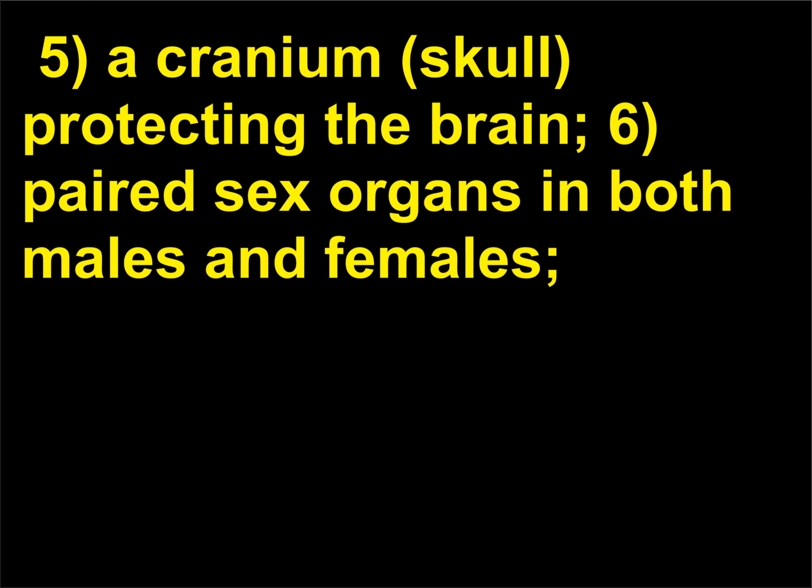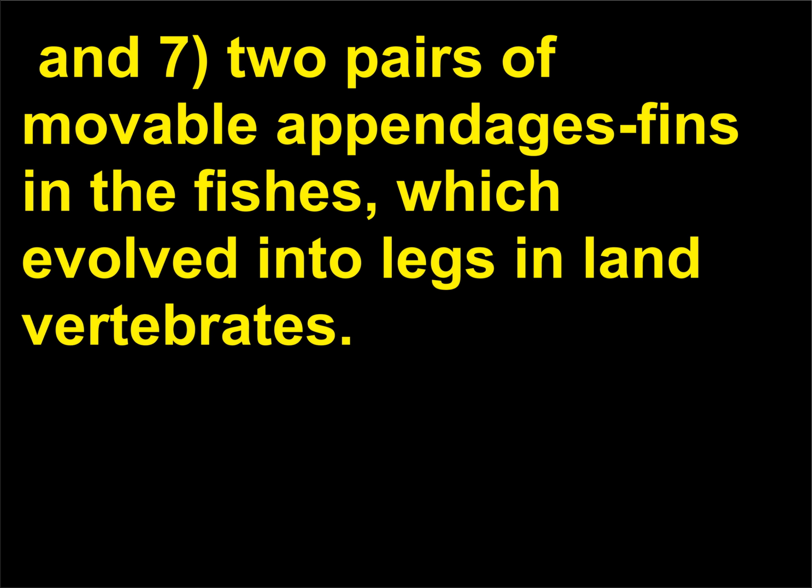5. A cranium, skull, protecting the brain. 6. Paired sex organs in both males and females. And 7. 2 pairs of movable appendages, fins in the fishes, which evolved into legs in land vertebrates.